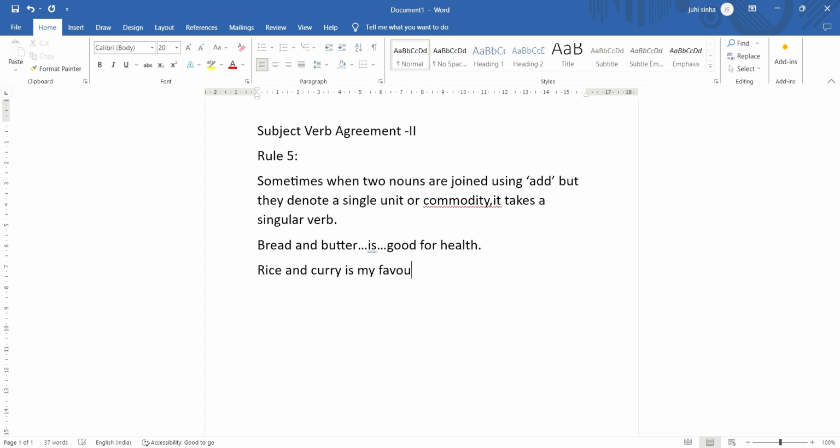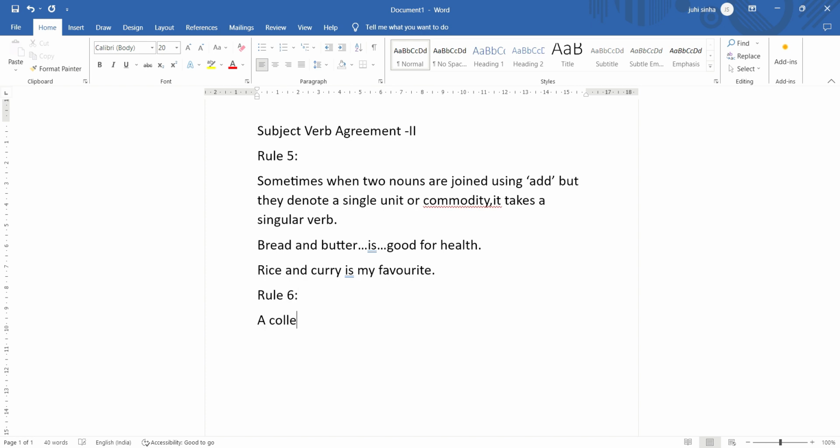It's somewhat similar to the rule which I gave yesterday. The prince and poet is dead, because the prince is only the poet. But suppose it was the prince and the poet, then it will be are. Let's take up next rule, that is rule number 6.